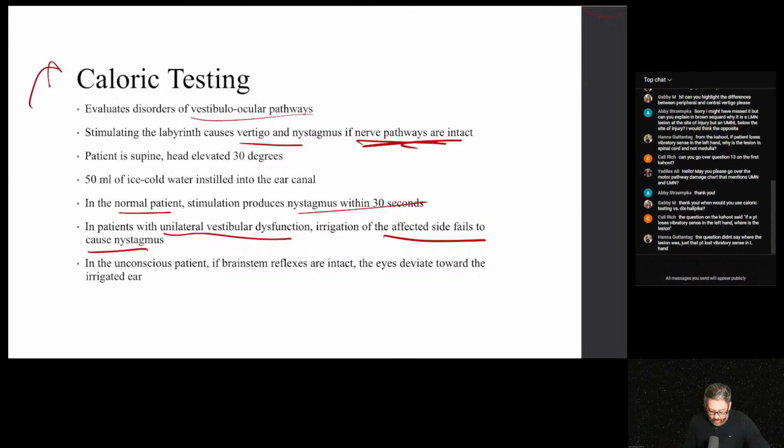And again, in an unconscious patient, if brainstem reflexes are intact, the eyes will deviate towards the irrigated ear. So it's another one of those brain reflexes. You can put stuff in and see how it goes to the brain and comes back down and see which way it goes.